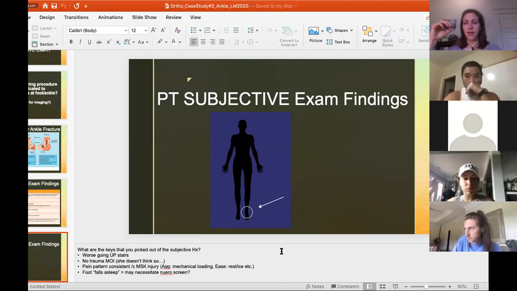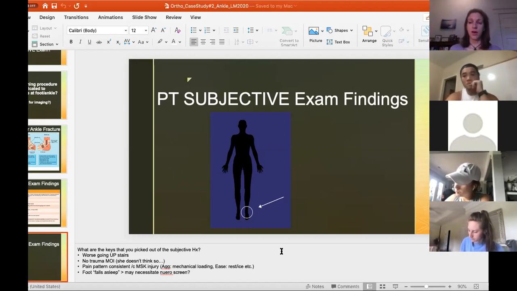She might not be an ankle sprain patient, though this is commonly an injury that we see at the ankle. Her foot falls asleep. So that might take a little more digging. I might want to look at that. That might necessitate more screening for the nervous system or nervous component.